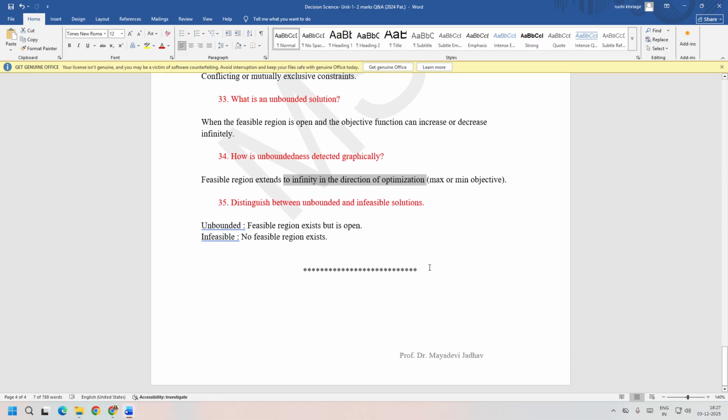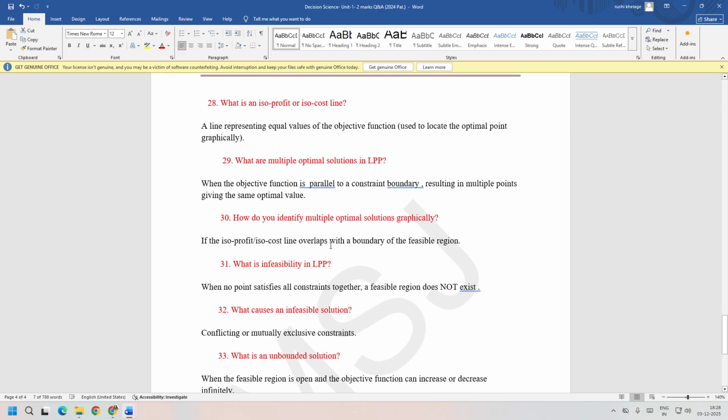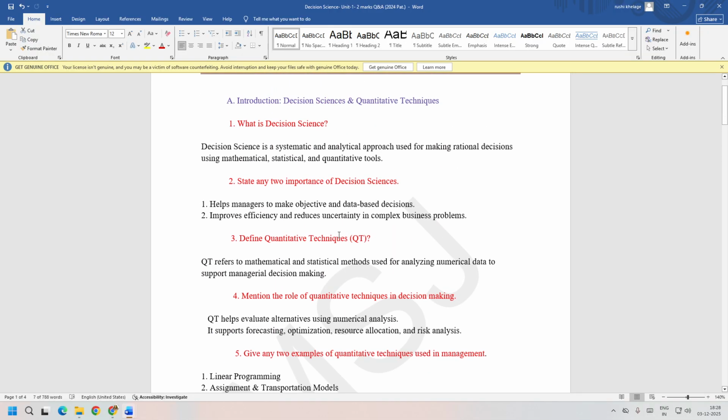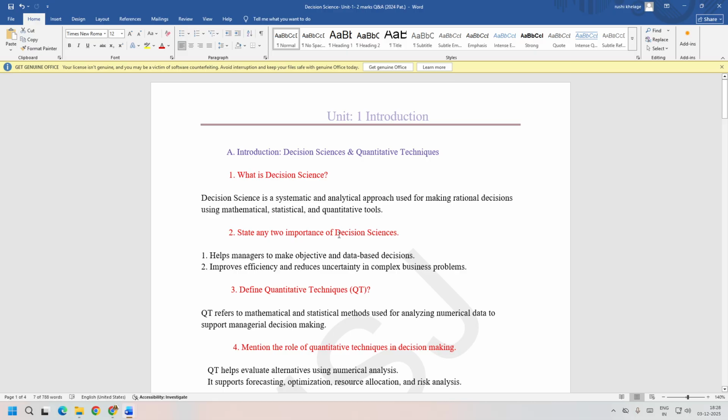Distinguish between unbounded and infeasible solution. Unbounded: a feasible region exists but is open. Infeasible: no feasible region exists. This is all about the 2 marks questions for unit 1 of Decision Science, 2024 pattern.